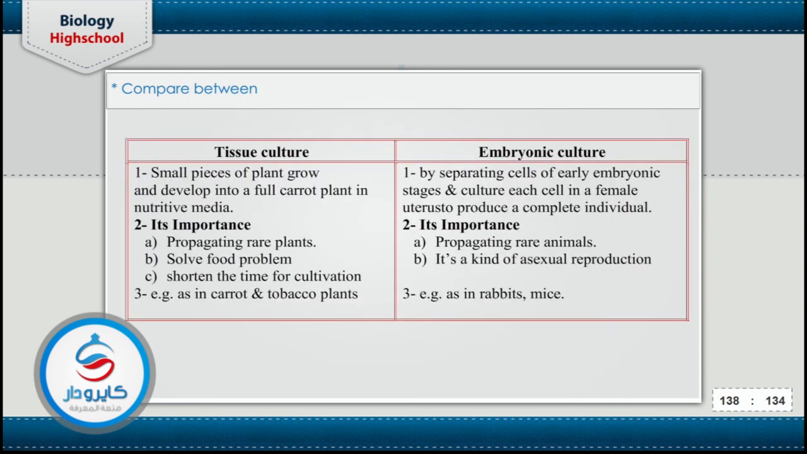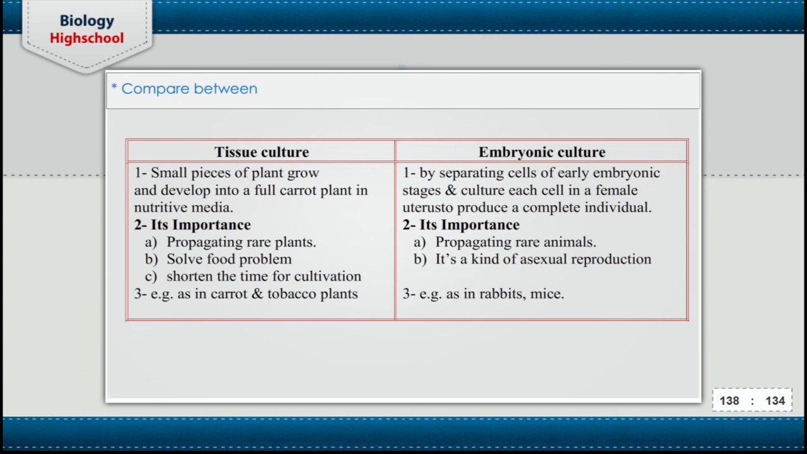In the case of tissue culture, a small piece of plant grows and develops into a complete plant, as in the carrot, if you put a piece of carrot in a nutritive medium such as coconut milk.